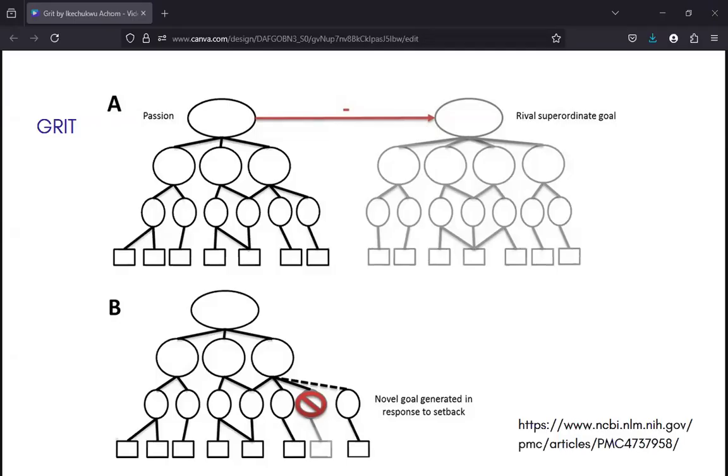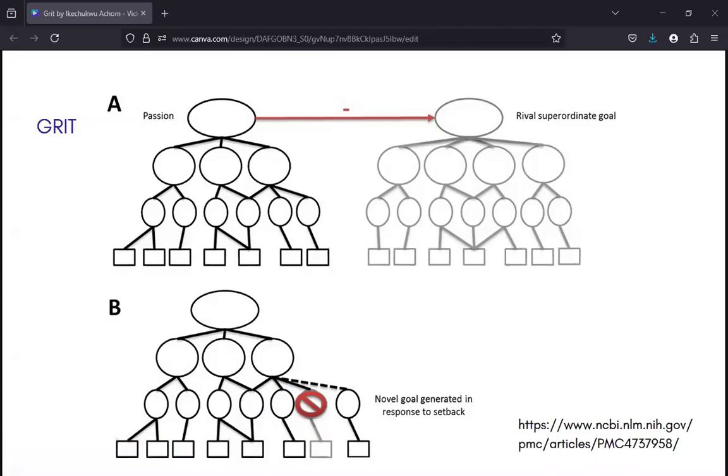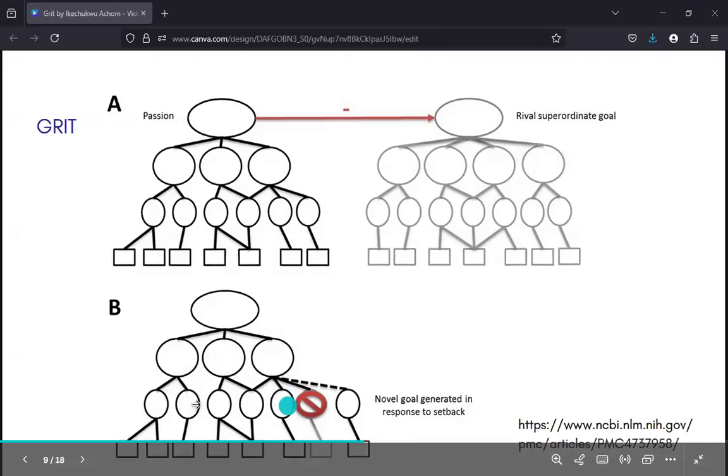So that's that. Now, the second aspect is setbacks, which is the B part. Persistence when there is a setback. So something goes wrong while you're chasing your big goal. Instead of quitting, what you do is adjust that goal and keep moving forward. So you can see it here, right? These are smaller goals, of course, part of the bigger one. And then for some reason, maybe something happened, this one did not work. Instead of quitting, what happens? A novel goal is generated in response to that setback.